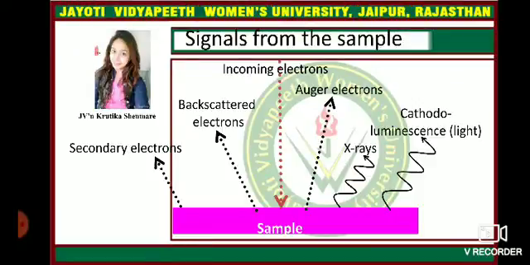So how does the signal come from the sample? When the incoming electron reaches the sample, it gets attacked onto the sample. Then there are backscattered electrons, there are secondary electrons, there are X-rays or cathode luminescence light. So these are the different types of reflections of the electrons which occur as soon as it reaches the sample.